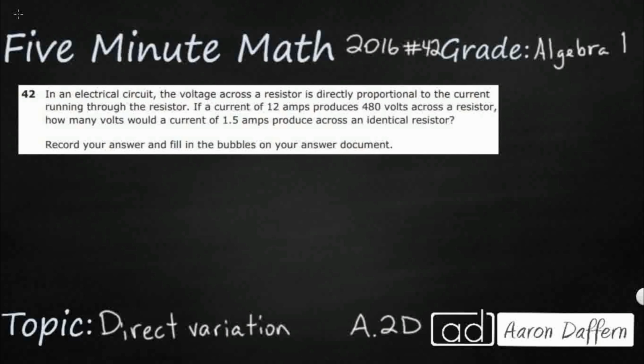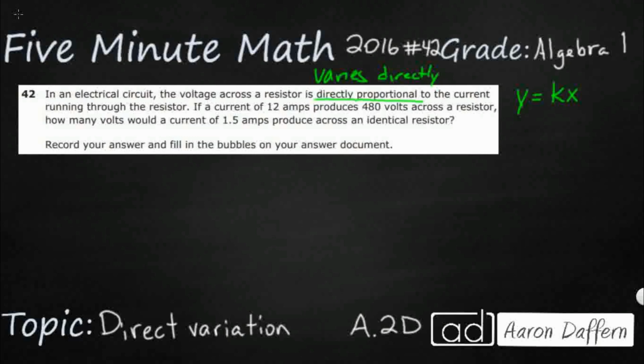So we see an electrical circuit. Voltage across a resistor is directly proportional. So there's your clue right there when you see that term directly proportional, or sometimes they might say varies directly. Either way, when we are seeing those phrases, we know that we're going to use this equation right here. Direct variation, y equals kx.